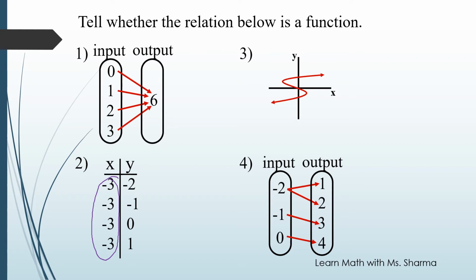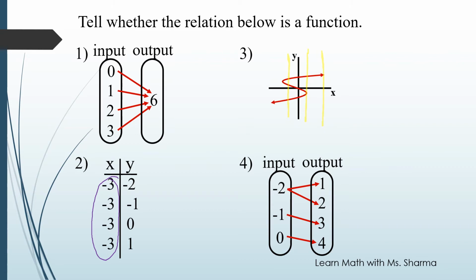Number 3, you're given a graph. You need to find if it's a function or not a function. We perform the vertical line test. When we do our vertical line test, we can see the vertical line crosses the graph more than one time. Anywhere on the graph you draw, you can see at some places it crosses more than one time. So what it is telling us is the domain is repeated. The x value is repeated. Therefore, this is not a function.